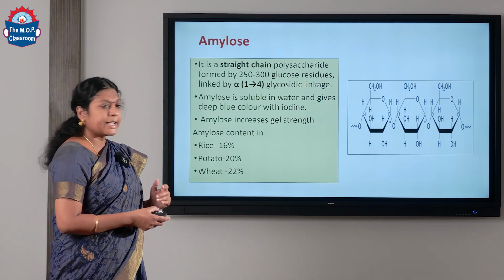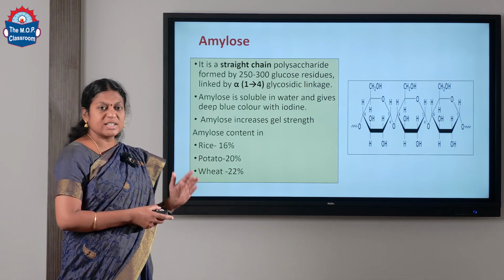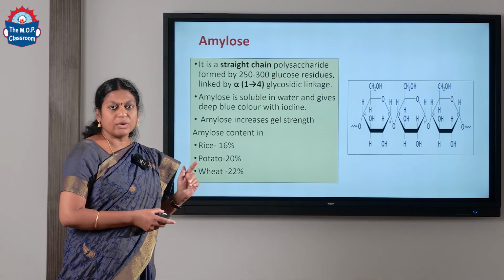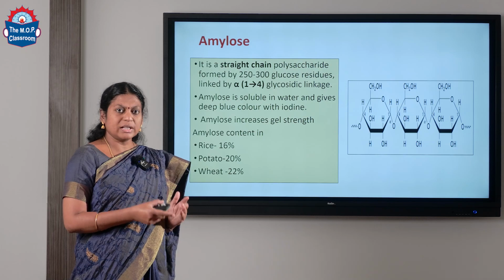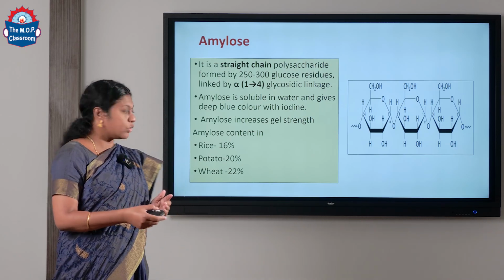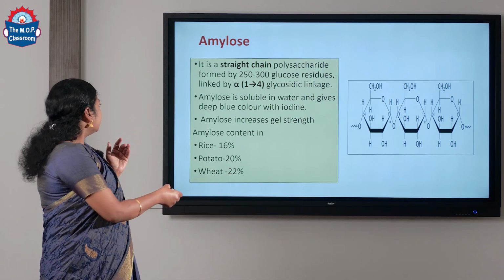You can look into the diagram over there. It is a number of glucose units put together by alpha 1,4 linkages. Two glucose units are put together by the alpha 1,4 linkage. It is a linear polymer of glucose units put together.